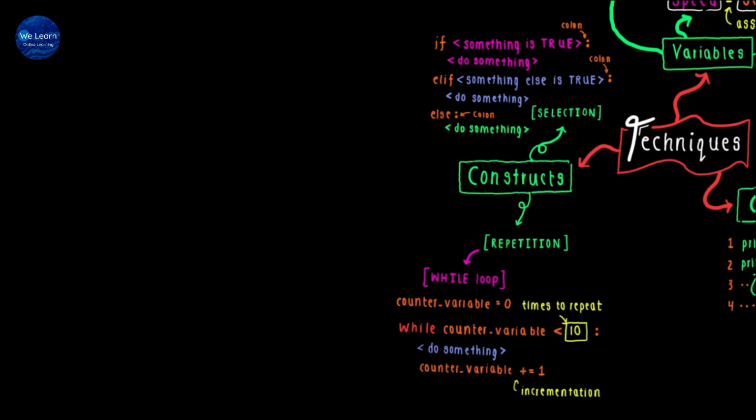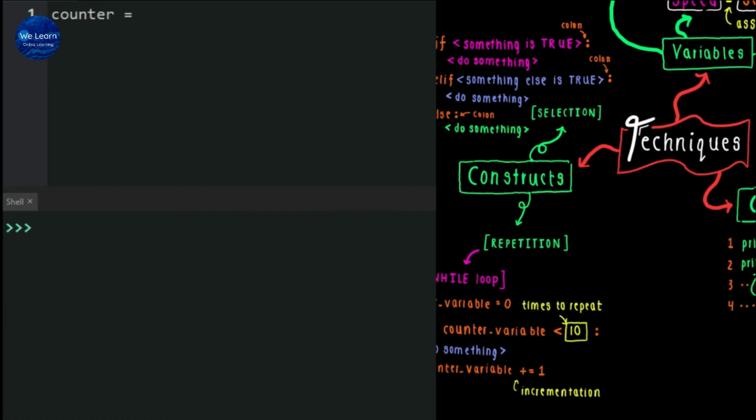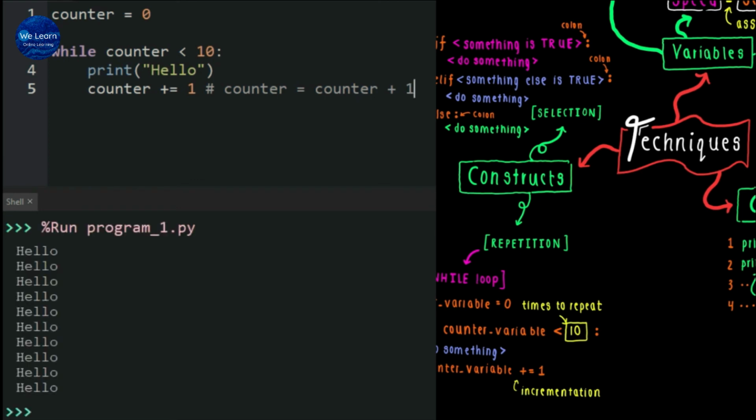Because if you don't do this, the while loop will get stuck in an infinite loop because the value will always be 0. Let me just get on to Python to explain this to you. I can say counter equals 0 and then while counter is less than 10, I print hello 10 times. And another thing you need to remember is to increment the count. I can do this by saying counter plus equals 1. You can also say counter equals counter plus 1. Same thing, it's not going to be a problem. As you can see below, hello is printed 10 times.